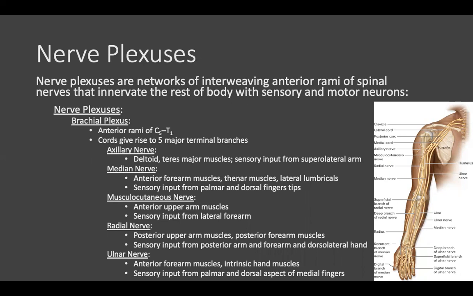You also get some input from the palmar and dorsal fingertips as well. So again, that can help us with some sensations. You then get your musculocutaneous nerve, which this one is good for your anterior upper arm. So talking more so about your biceps innervations and also some sensory input from the forearm as well. And then you have your radials and ulnars, which again is going to innervate a bunch of your forearm muscle groupings.